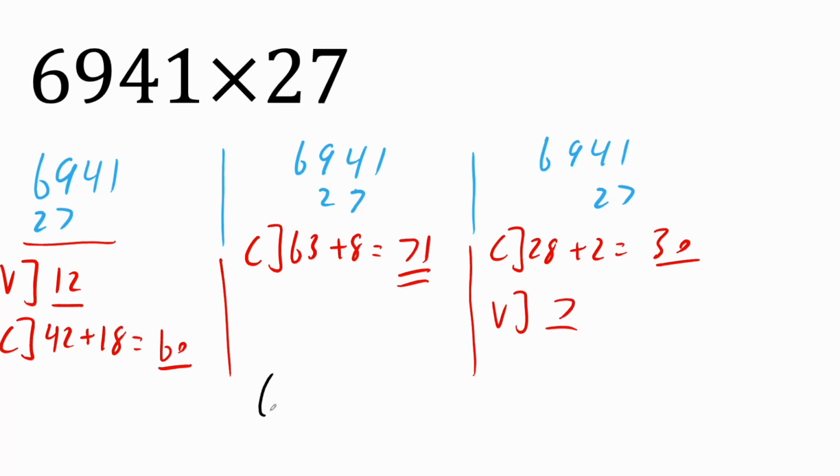Again, order matters. We start with our 12. We'll do our parentheses. Then we'll do our 60. Then we'll do the next parentheses, so 71. The next parentheses, so 30. And then the last one, so 7.